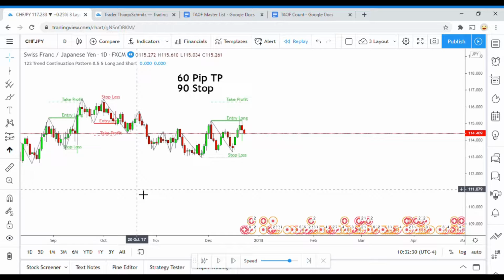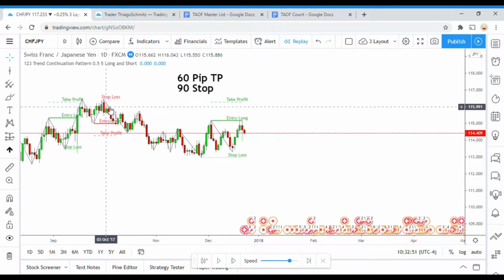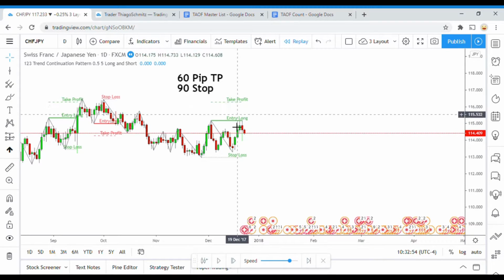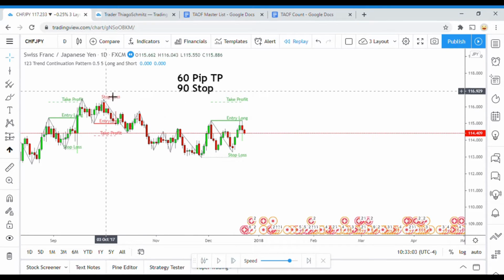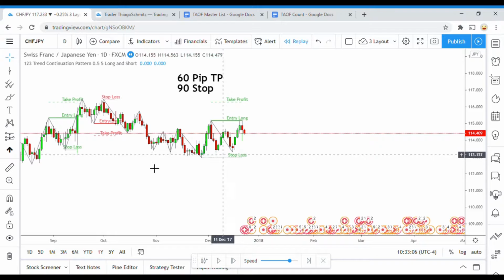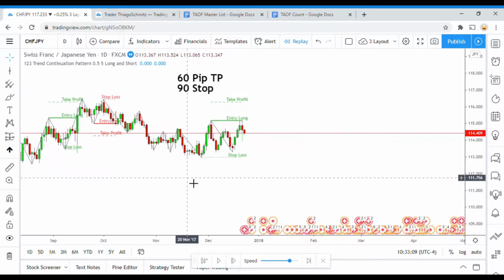Alright, so today's indicator is a TradingView member created indicator. It is called the 1, 2, 3 trend continuation pattern. And as you can see here, the creator of the indicator has built in these lines, and they have built in signals to whether you go long entry or a short entry. They've also built in a take profit and a stop on these as well. So pretty cool indicator that's been developed here.